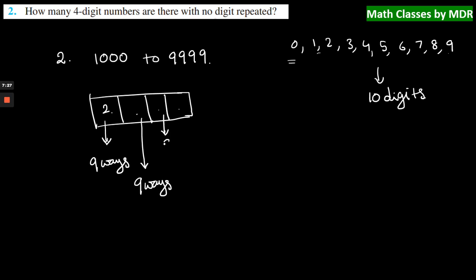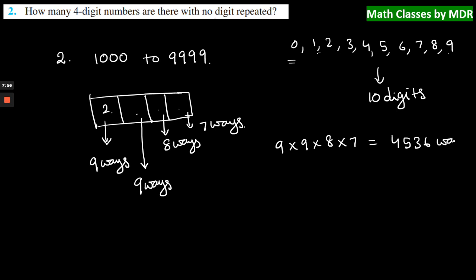The third box can be filled in 8 ways, and this can be filled in 7 ways, because no digit is allowed to repeat. So how many 4-digit numbers are there with no digit repeated? These are the ways we can fill each box. So total is 9 into 9 into 8 into 7, right? On simplifying this, you will get 4536 ways.